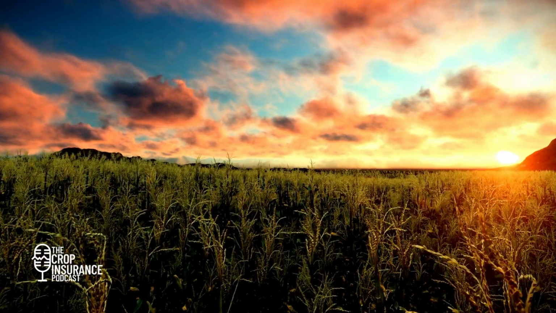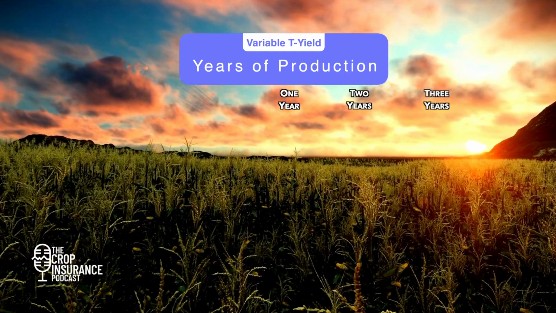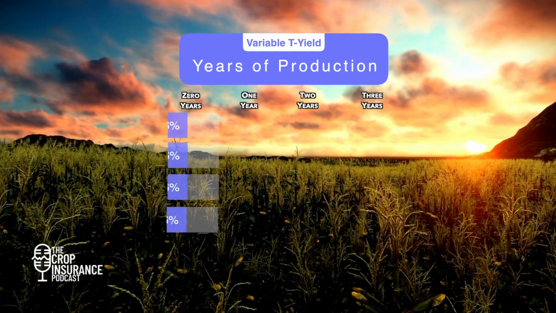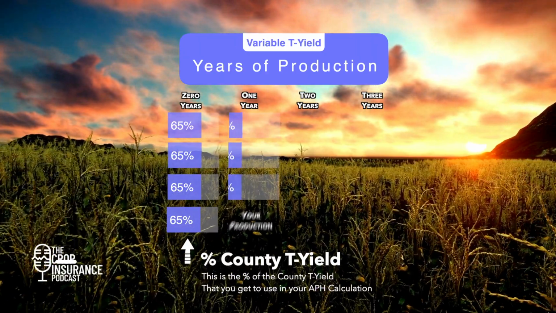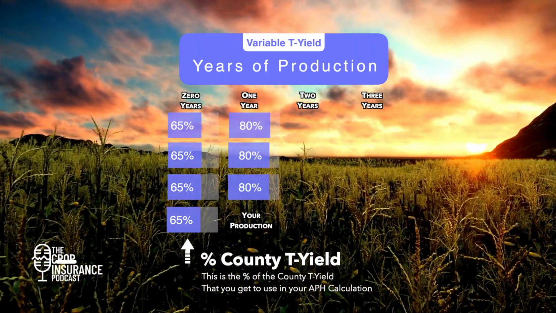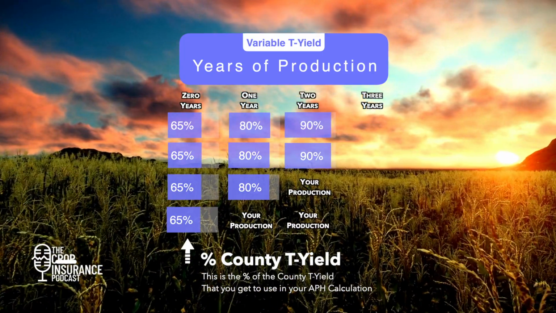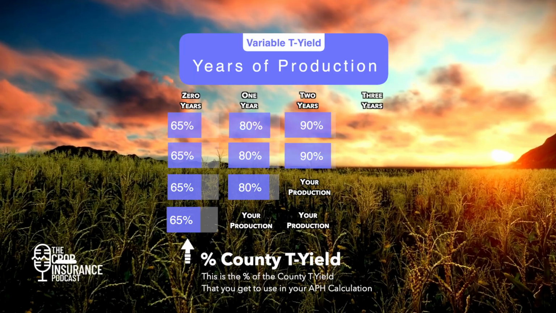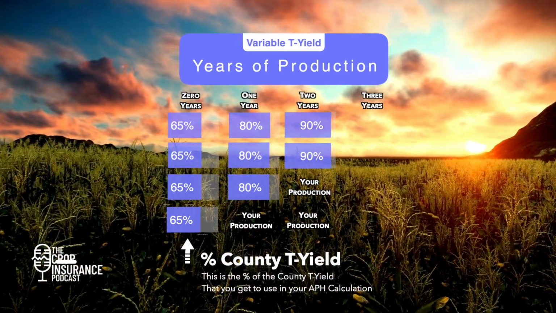So right off the bat, what you'll notice is when you're using all 4 years of your county T yield, instead of 100% of the county T yield, you only get to use 65%. So that's a pretty big difference. After you have 1 year of history, now you get to use 80% of the county T yield for the next 3 years you're averaging.